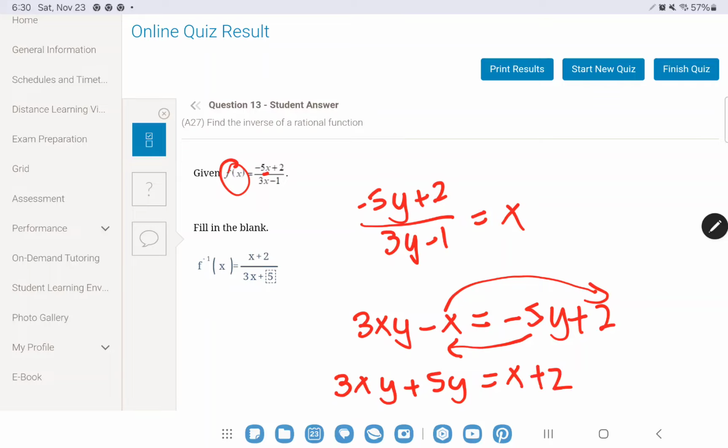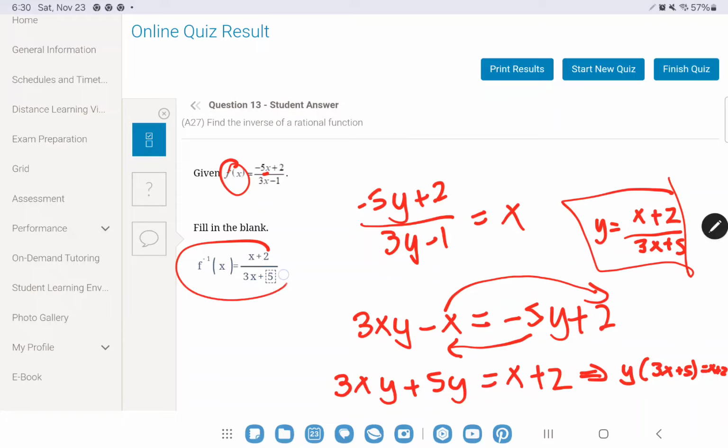This can be rewritten as y times (3x plus 5) equals x plus 2. Now you need to cancel this from this side, so you need y alone. So y equals x plus 2 over 3x plus 5, and that's your answer. That's how you find it.